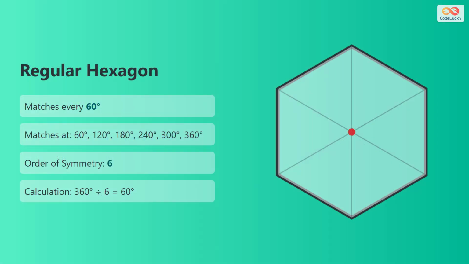Here is a regular hexagon, which has 6 sides. Because it is regular, we can divide a full circle by 6 to find the angle. 360 divided by 6 is 60 degrees. This means the hexagon matches its outline every 60 degrees, giving it an order of rotational symmetry of 6.